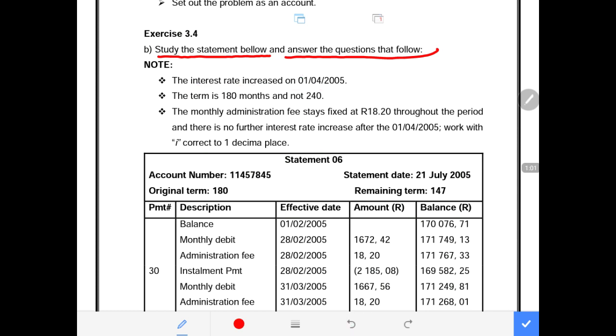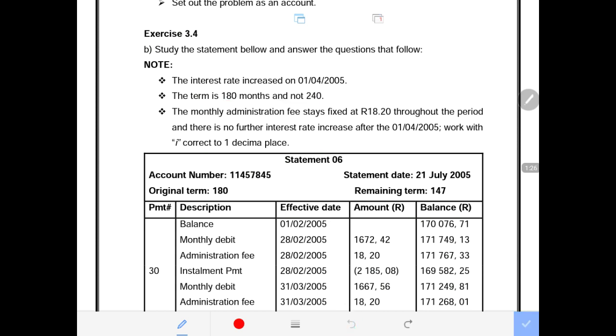So in the statement that we'll be analyzing below, we need to note the fact that interest went up from the beginning of the fourth month in the year 2005. It says the term is 180 months and not 240. That means the term is 180, but not 240.